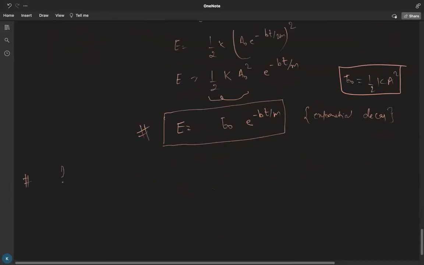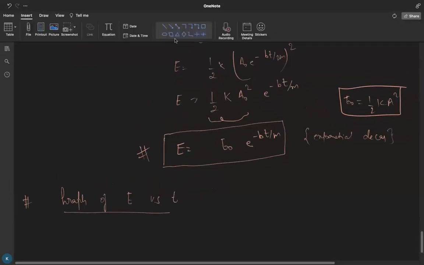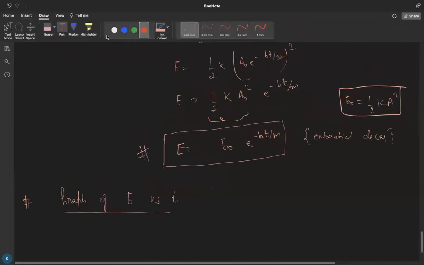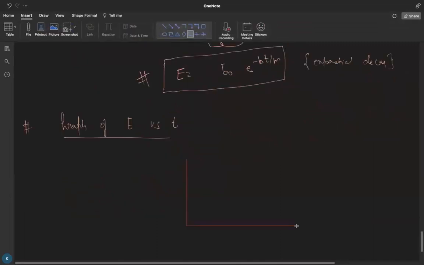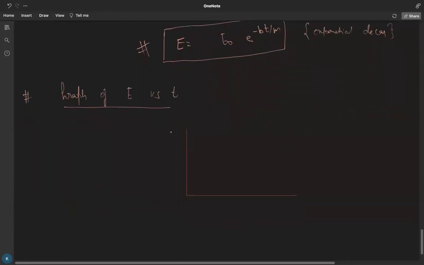Now let me draw the graph of E versus T. Obviously it is an exponential decay, so the graph will be same as U. The graph will be same as we have E naught, half of K A square, and it's continuously decreasing. Right. So this is the graph of E versus T.